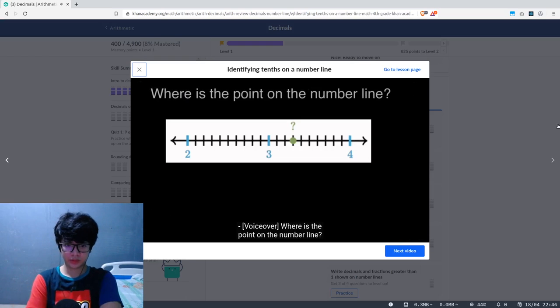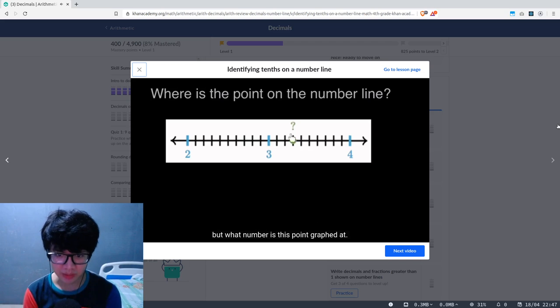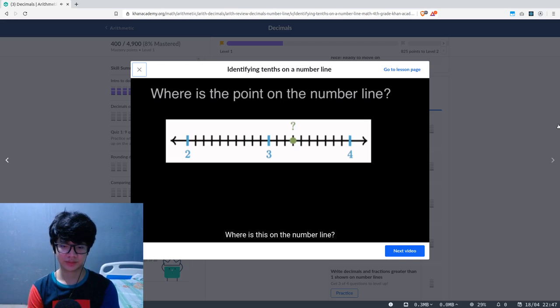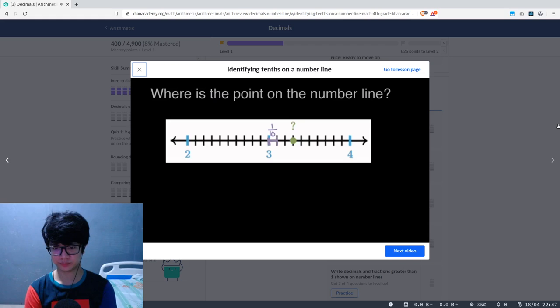Where is the point on the number line? I'm guessing they're asking not just to find it, but what number this point is graphed at. One thing we know is the number is between 3 and 4. It's greater than 3, but not quite 4. To figure out how much greater than 3, we need to know what the tick marks represent. Between 3 and 4 there are 10 equal spaces, so each is 1/10 of the distance between 3 and 4. If that's 1/10, then the next space is another 1/10, and then we travel 1 more 1/10 to get to our point.